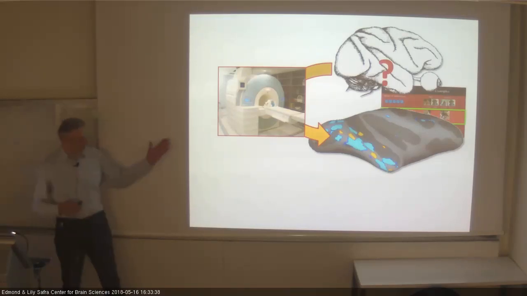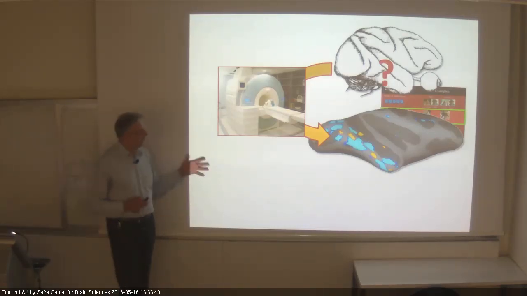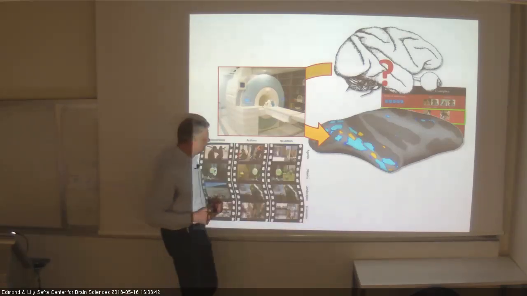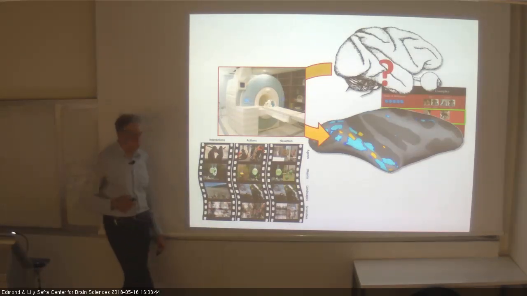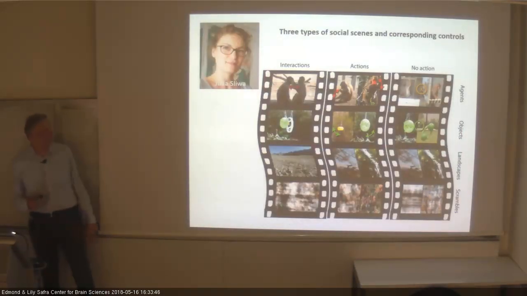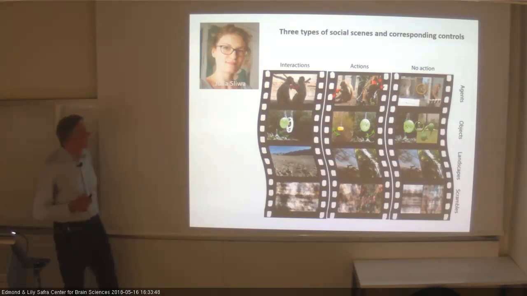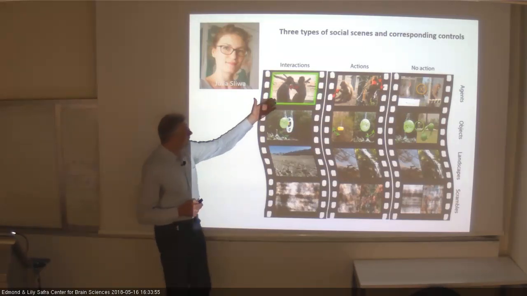So what we did was use the same logic with fMRI to find areas of specialization, but now not for faces, but for the processing of social interactions. And when I say we, this was all the work of Julia Sleever, an amazing postdoc in the lab. So she showed videos, 3-second clips of videos from different categories, including social interactions.